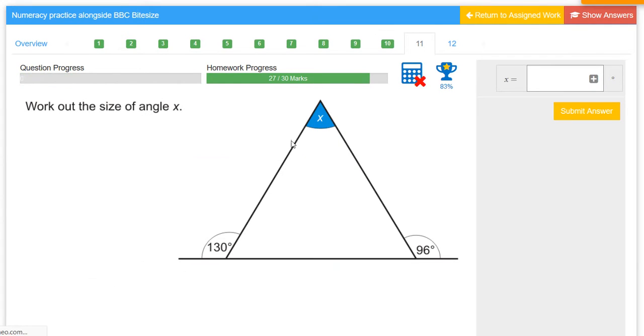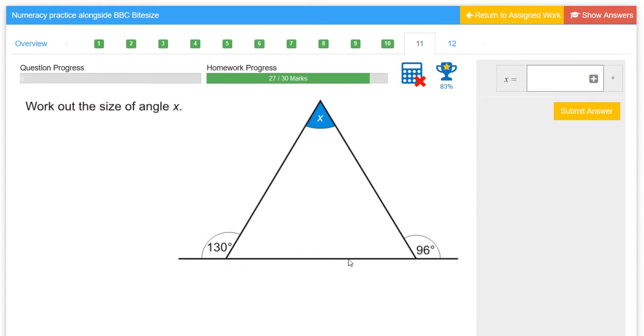Number 11. Work out the angle of x. Well, this one is quite tricky. Here, that's a straight line. And I know that the angles in a straight line add up to 180. So if that's 130, this must be 180 take away 130, that must be 50. And here, this must be 180 take away 96, and that's going to be 84.